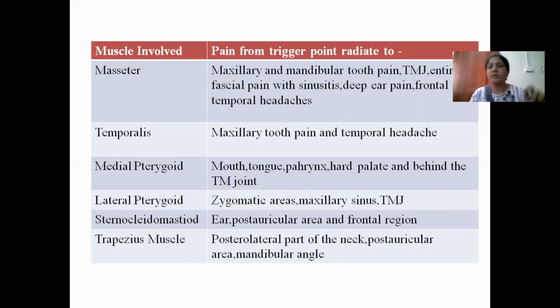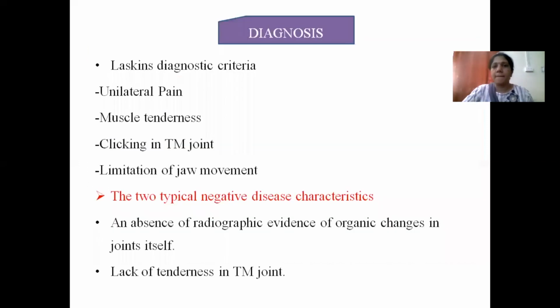Masseter, if it is involved, the pain will radiate to the masticatory maxillary mandibular tooth, TMJ region, facial region, sinuses, deep ear, frontal region, and the temporal region. Temporalis muscle involvement will lead to pain in the maxillary tooth and temporal region. Medial pterygoid, it will be to the mouth, tongue, pharynx, hard palate, and behind the TMJ. Lateral pterygoid, zygomatic areas, maxillary sinus, and TMJ region. Those were the clinical pains, how and where the pain is.